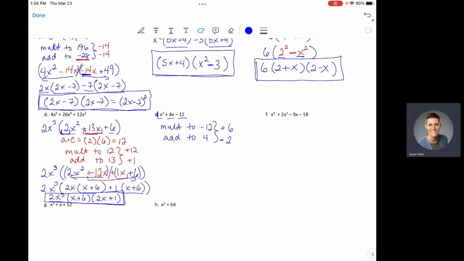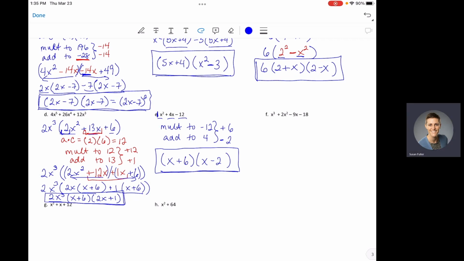All right, those are our two numbers. Since A is 1, we can just double bubble this. And so we are going to put our variable in the first spot and each of our numbers in the second spot, and we are factored.